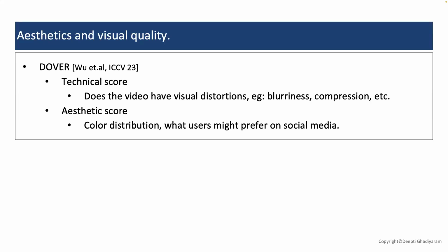This model has two heads. One provides the technical score, which gives a sense of whether the video has any distortions such as compression artifacts, noise, or blurriness. The second head is an aesthetic score. Again, it gives a measure of color distribution and whether this would be a video that you'd like to share on social media, for example. So it's trained on user preference data.